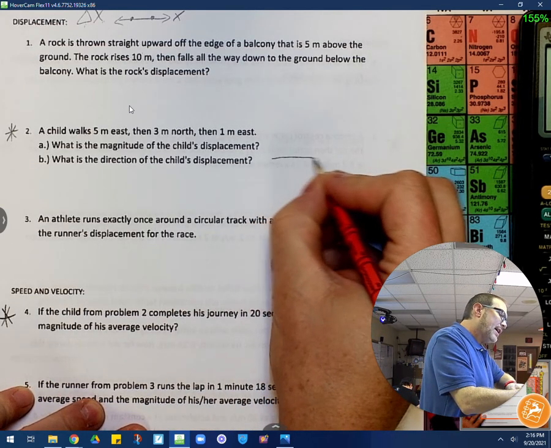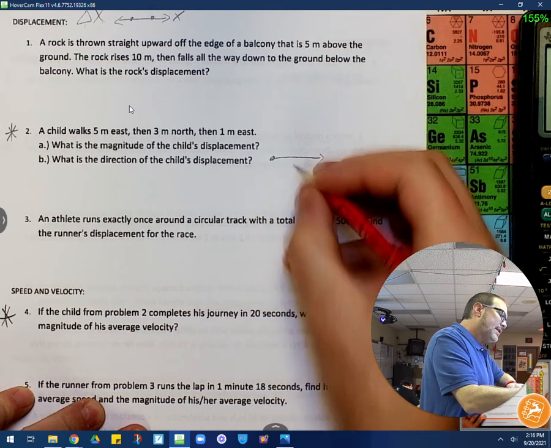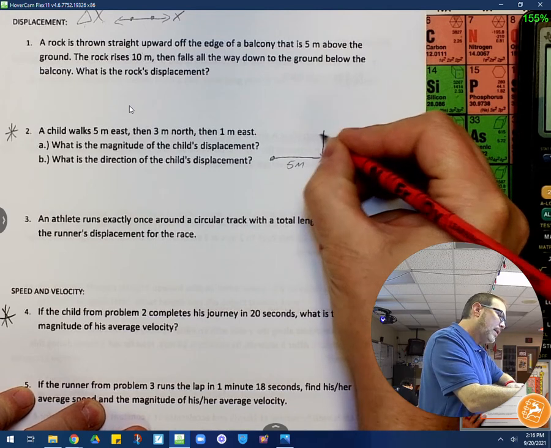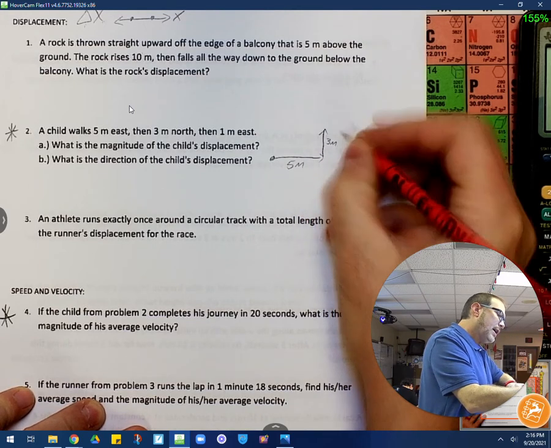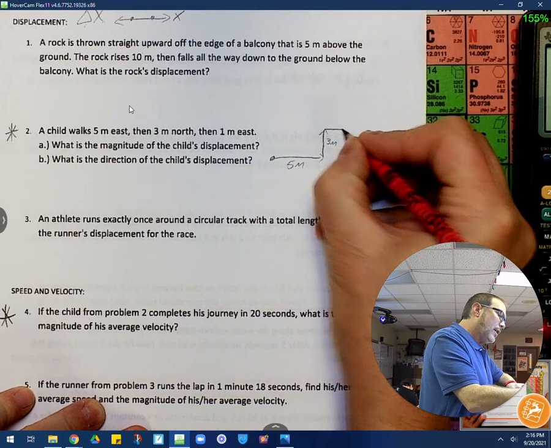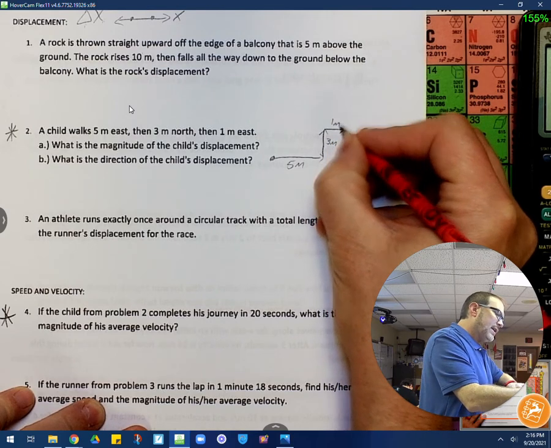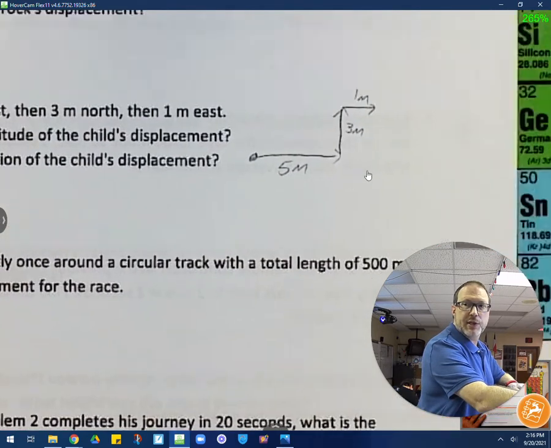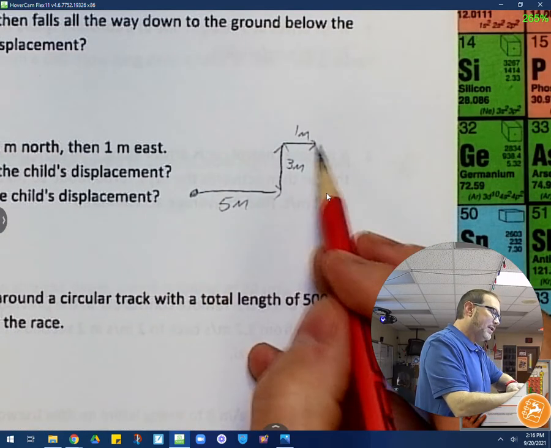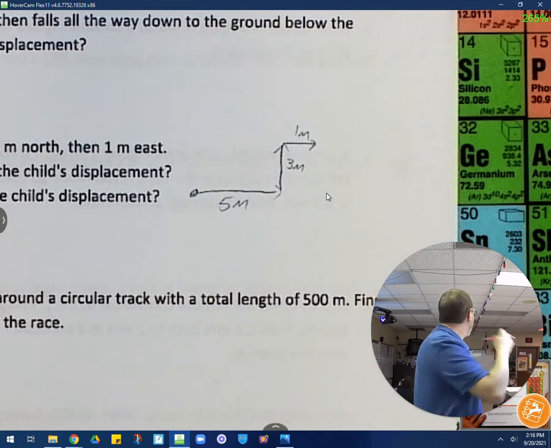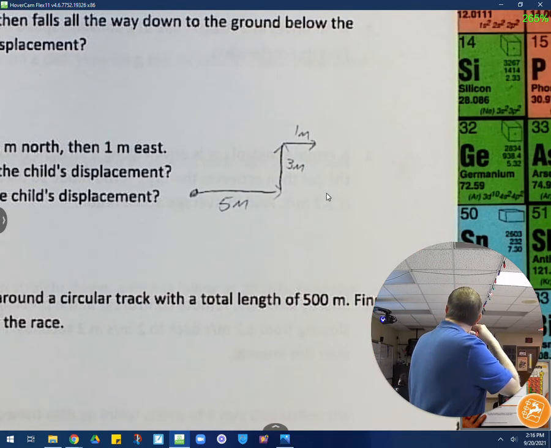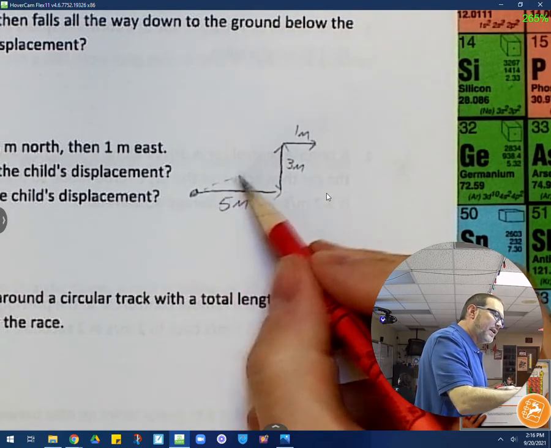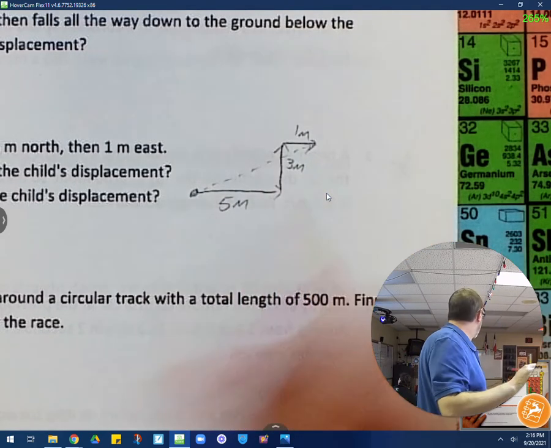From the starting point, the kid's going to go 5 meters east, 3 meters north, and then 1 more meter east. Okay? So my starting position is right here. My final position is right here. Now, could I change this diagram around a little bit to make it easier for me to find what this resultant vector is?